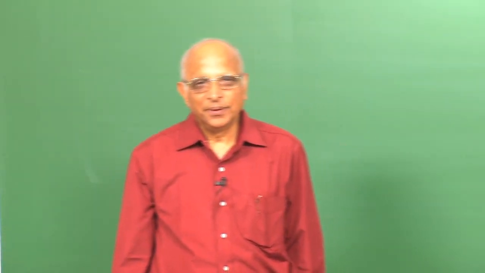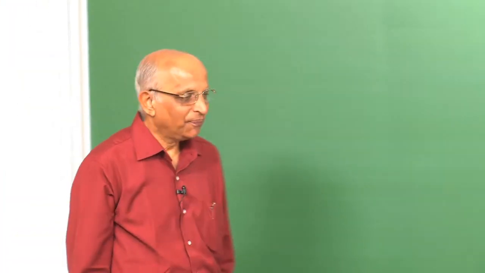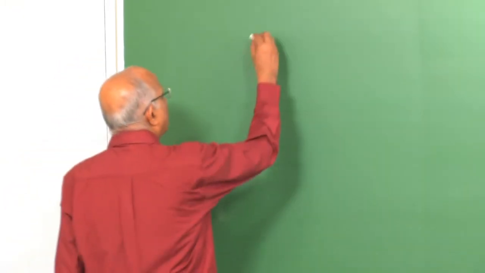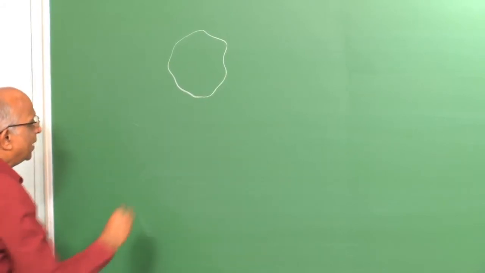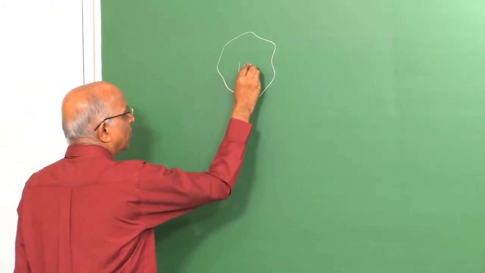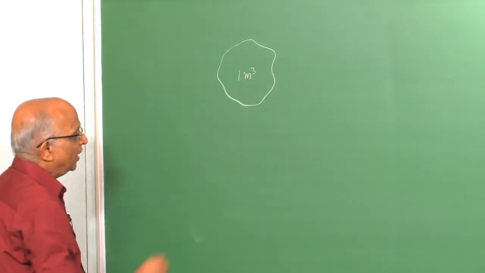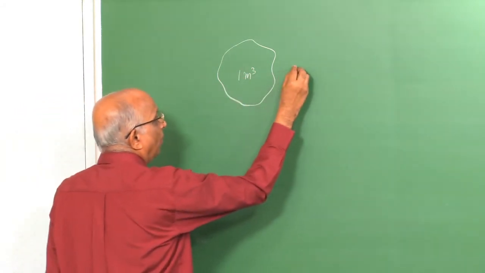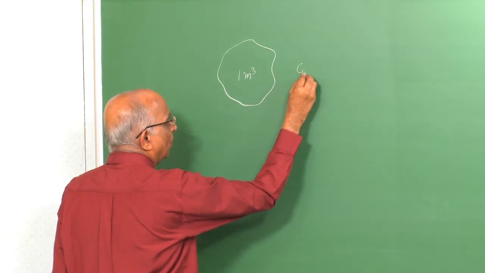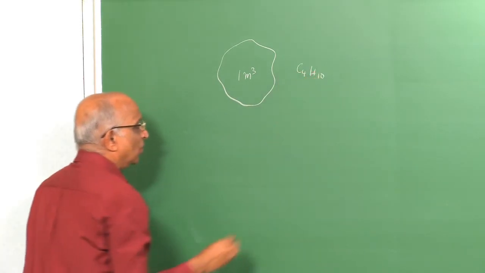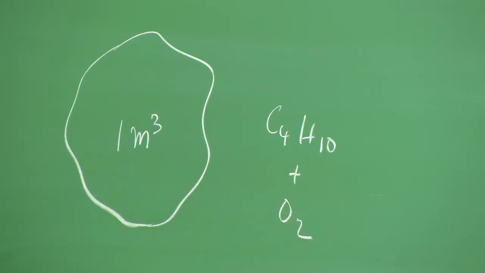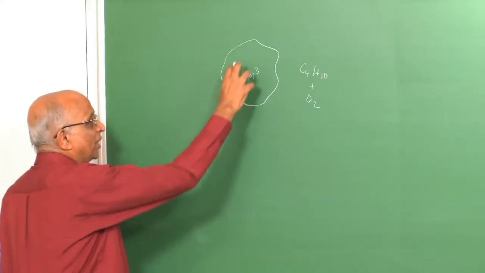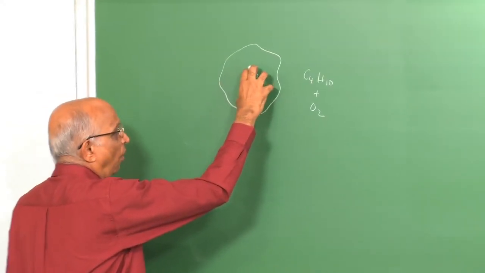Good morning. We continue with the determination of the energy release from an explosion, and let us do the problem which we posed in the last class. We said that we had a volume of 1 meter cube in which we had a gaseous mixture of butane, C4H10, and also an oxidizer, oxygen. Now, we wish to find out how much energy is released from this volume of the explosive.